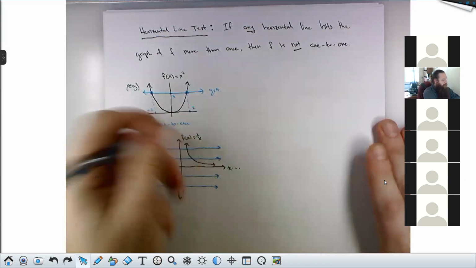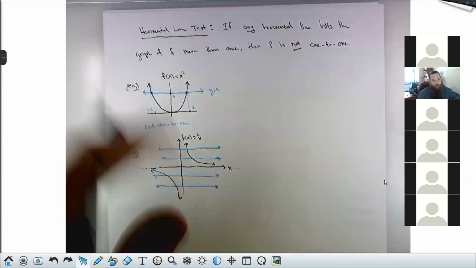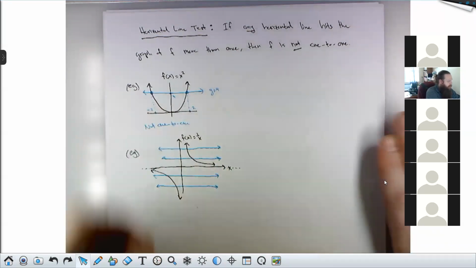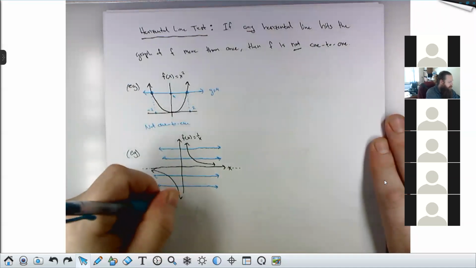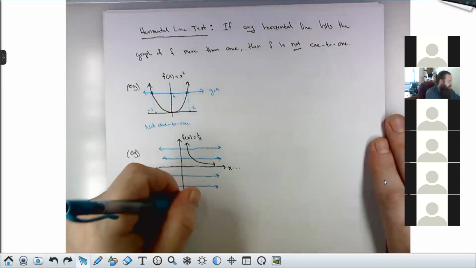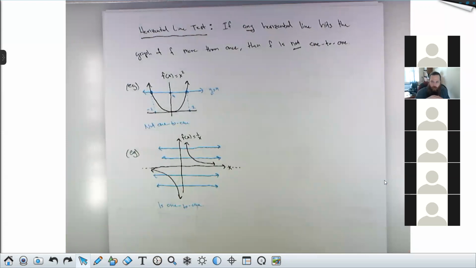All right, you gotta think about a bunch of horizontal lines. So think about moving the horizontal line up and down. This one is one-to-one. Because no matter where you put that horizontal line, it's going to hit the graph at most once. Is there any horizontal line that never hits this graph?